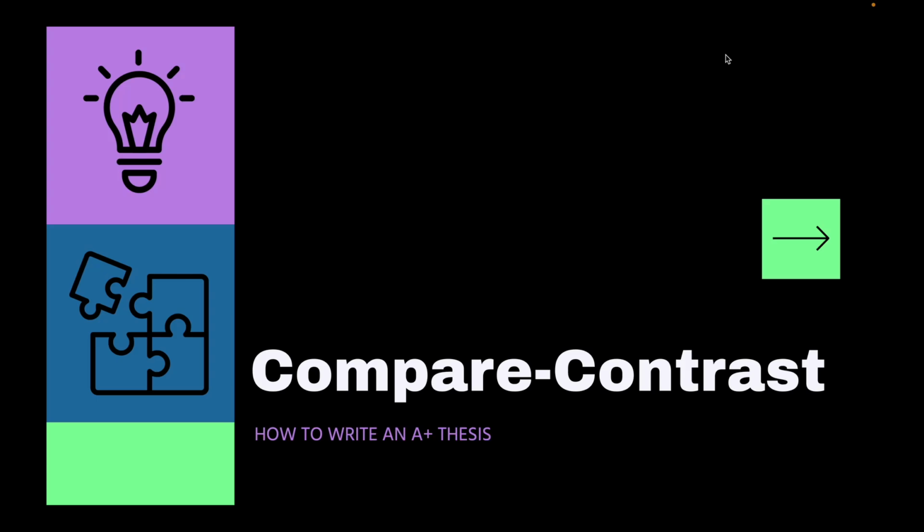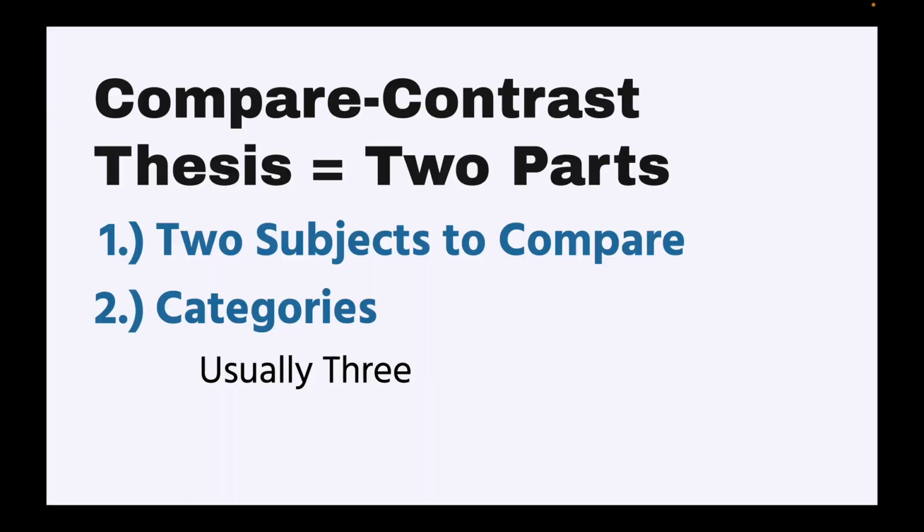In the next few minutes, I'm going to teach you everything you need to know to write an A+ compare-contrast thesis. A compare-contrast thesis only has two parts. You need two subjects to compare, and you need a certain amount of categories for which to compare them. Usually the number of categories is 3 because most essays in high school tend to follow the 5-paragraph format, but the number of categories can vary depending on the assignment you're working on.